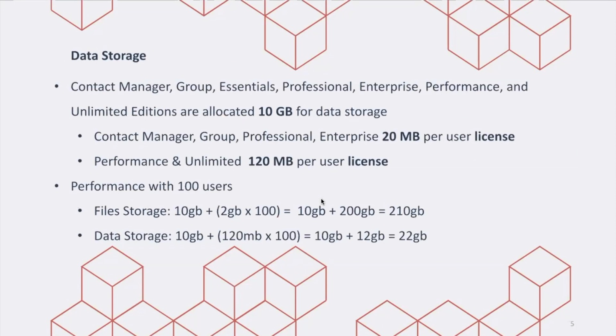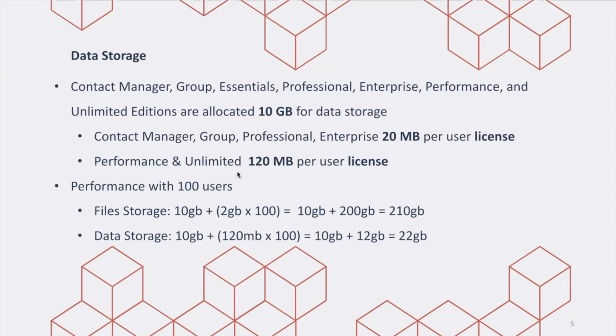Next is data storage. For Contact Manager Group, Essentials, Professional, Enterprise, Performance, and Unlimited, you are also allocated 10 gigabytes of storage for your data. Contact Manager Group, Professional, Enterprise get 20 megabytes of storage per user license, and that's also the full Salesforce license. Performance Unlimited get 120 megabytes per user license. And there is a bit of storage that you'll get for Customer Community Plus, and I believe Partner. I didn't add that on here because it's very minimal, but you can also take that into consideration if you have a lot of external users.